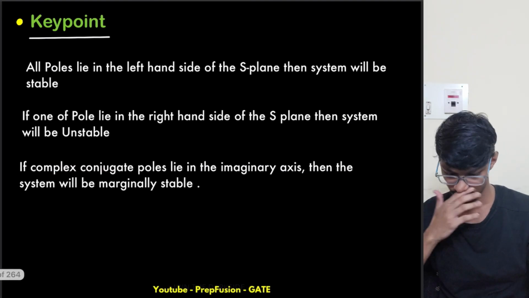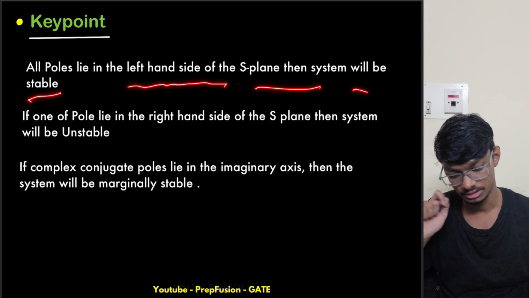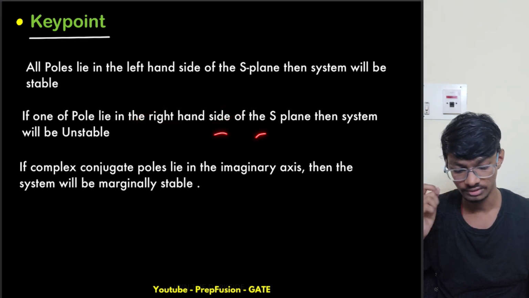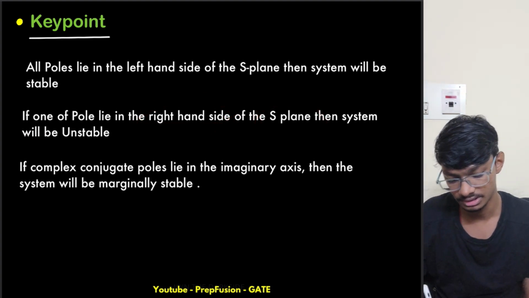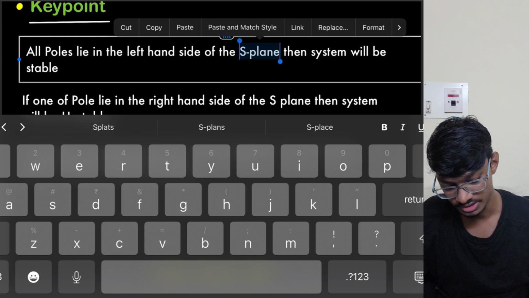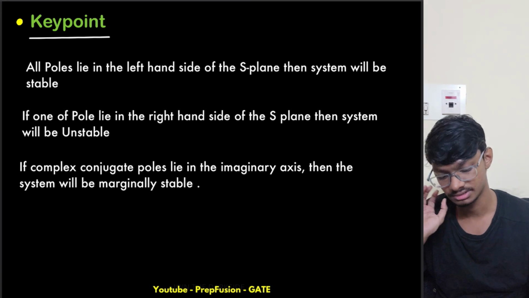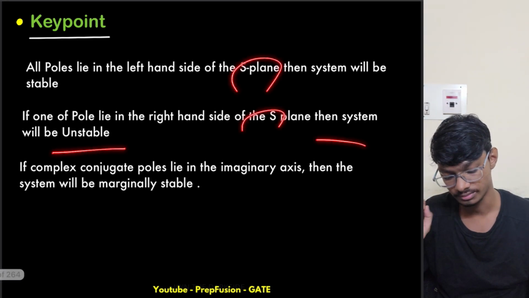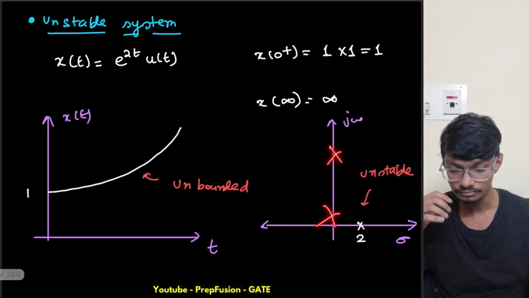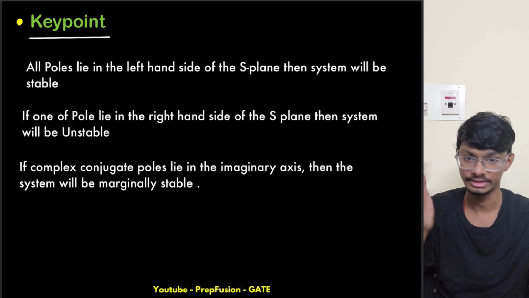Here I've also written it down. If all poles lie in the left half of the s plane, the system will be stable. If one pole lies in the right half of the s plane, that is the j omega axis, I should write this as j omega axis. You won't be able to understand because I don't have that font here, so just understand that this is what I mean by j omega axis. Then the system will be unstable. If complex conjugate poles lie on the imaginary axis, then the system will be marginally stable. By marginally stable, what do I mean? I will explain in the next few slides.